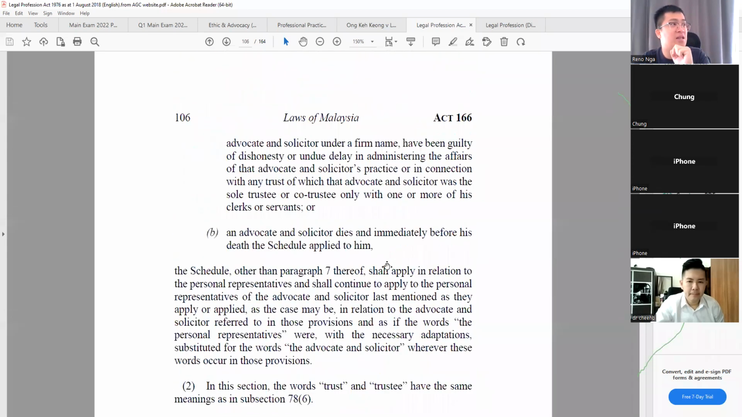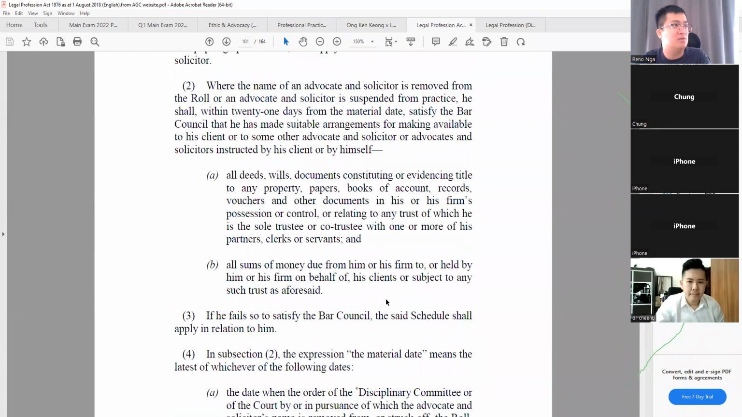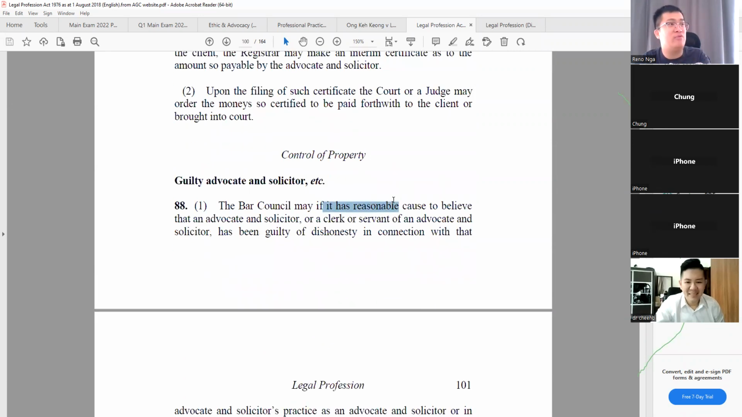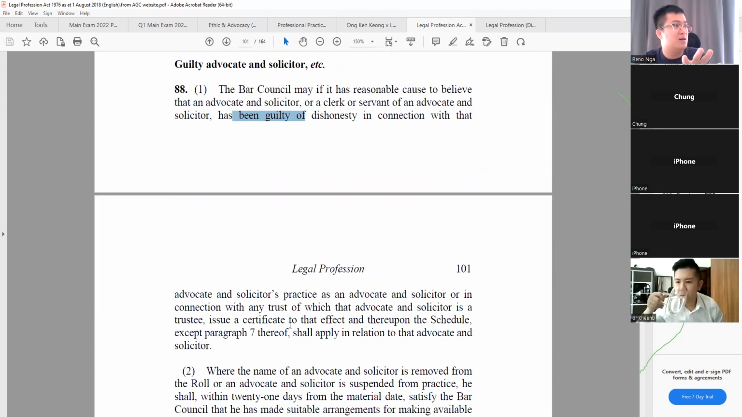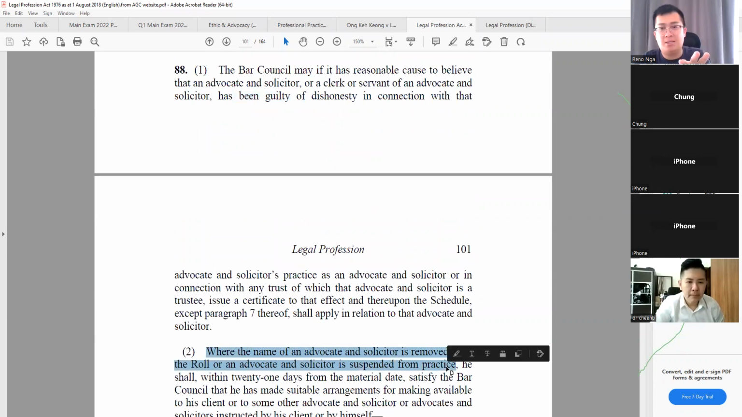But section 88, on the other hand, if I'm not mistaken, that's my feeling, I stand to be corrected by Dr. Chi: Park Hauser may have reasonable cause to believe the advocate and solicitor, blah, blah, blah, has been guilty of dishonor in connection, blah, blah, blah. So I think it's like after being struck out, where the name is removed from the roll and suspended from practice. So this one applies after he is already removed, already suspended, and now he wants to come back to practice. So section 88 applies.